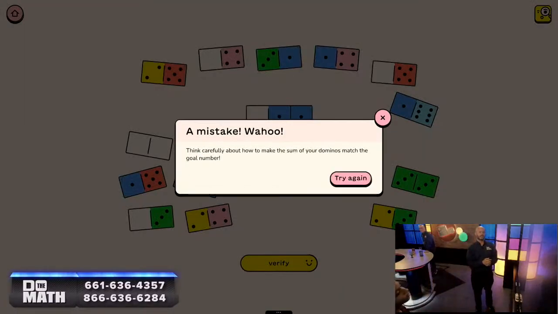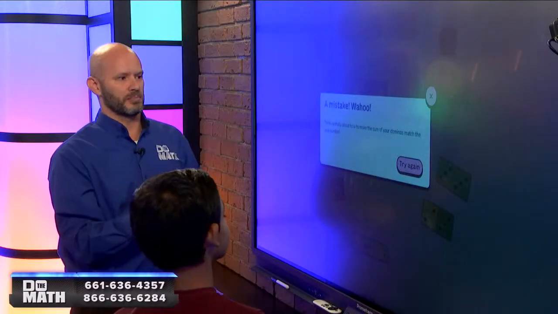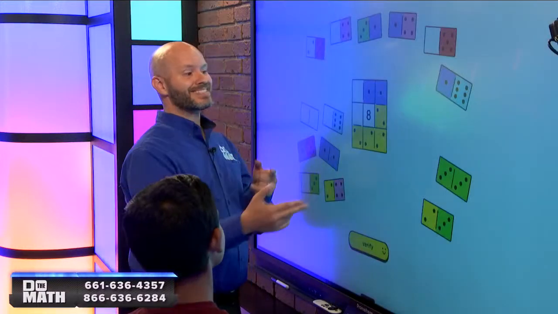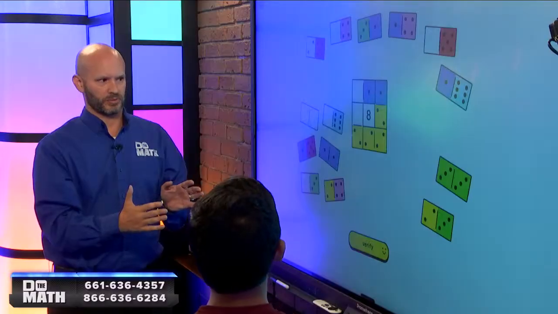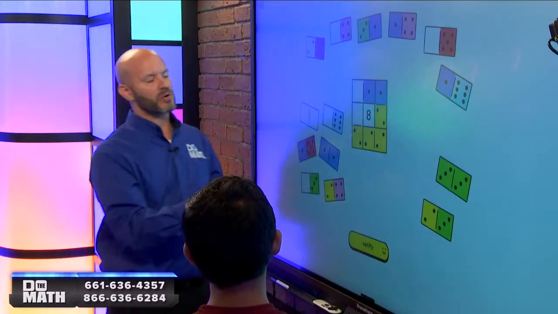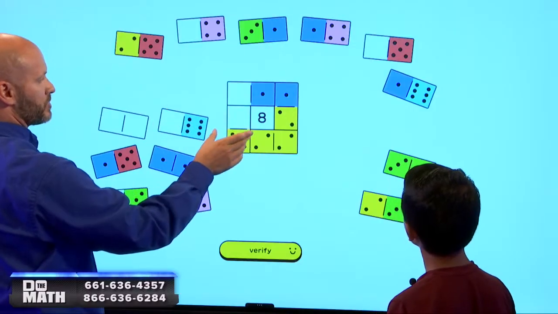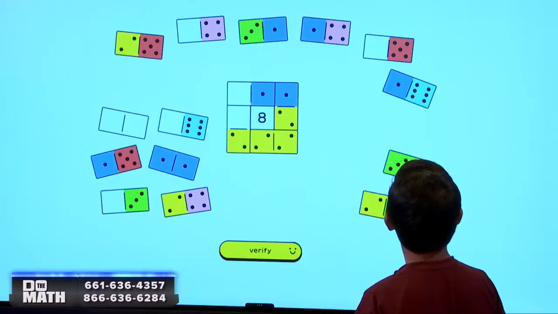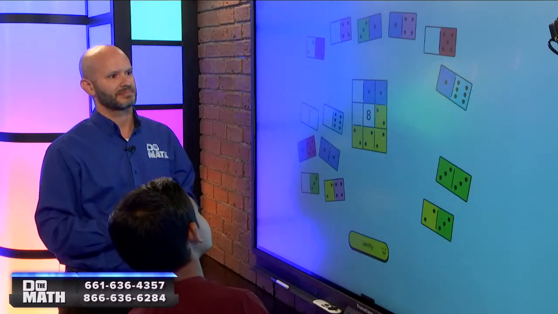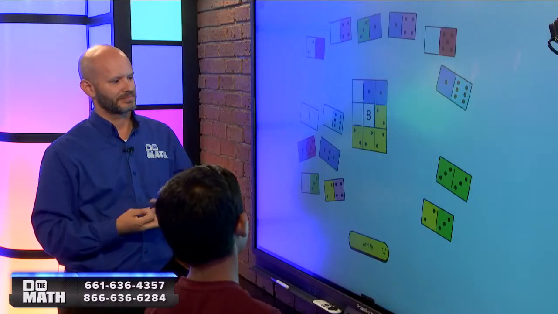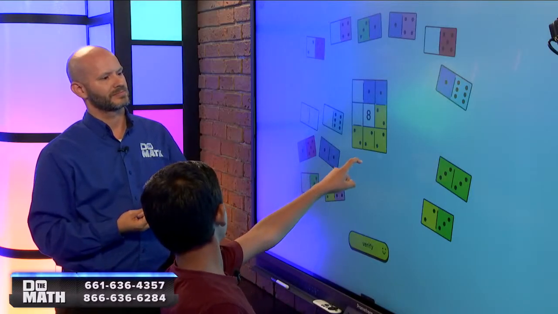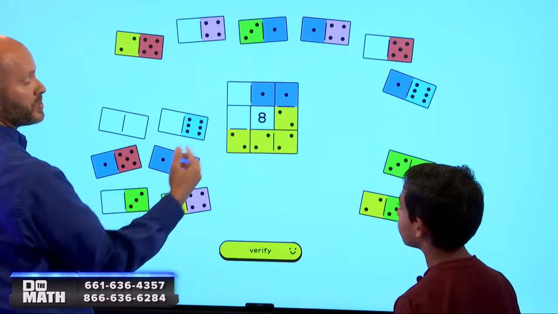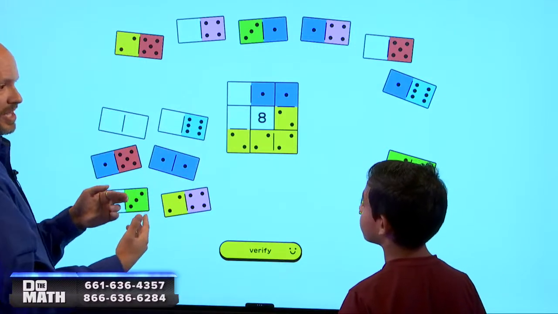A mistake. Think carefully about how to make the sum of your dominoes match the goal number. So I'm guessing that 8 is some sort of goal that we're trying to reach. Now, is there a way that we can arrange some of these dominoes so that we can get an 8 in any of these directions here? We could maybe change the 2 and 2 with the 1 and 3 if we have one. All right, well, there's a 1 and 3 up here, but once we do that, we're going to have to start switching some things out, right?